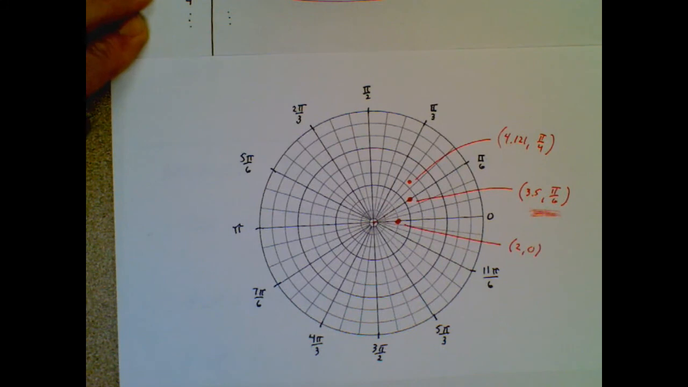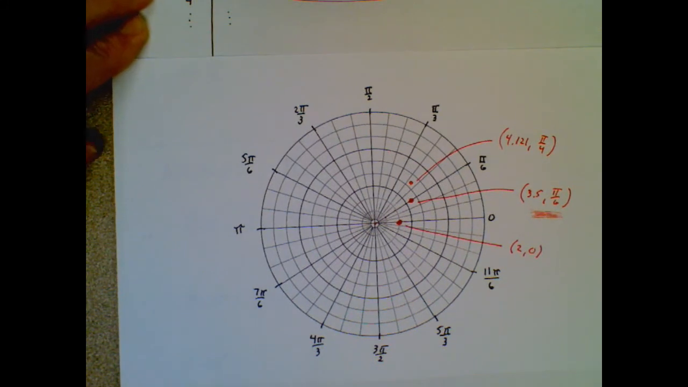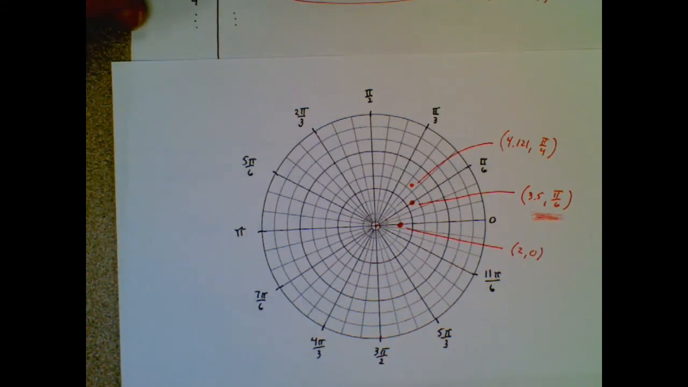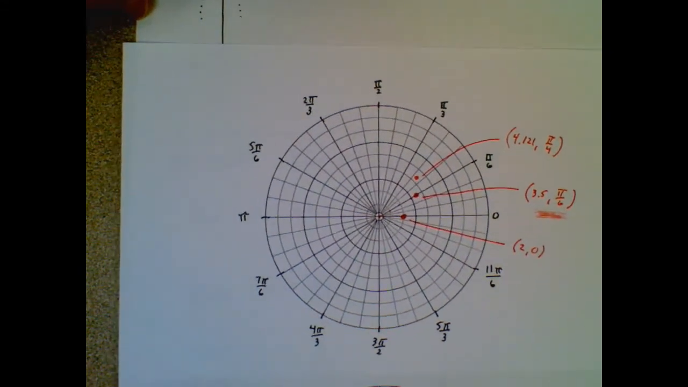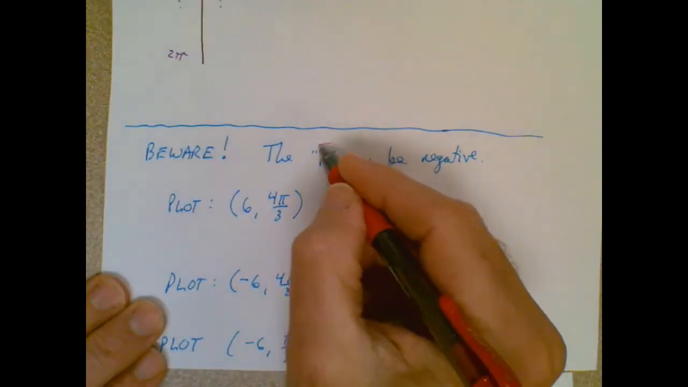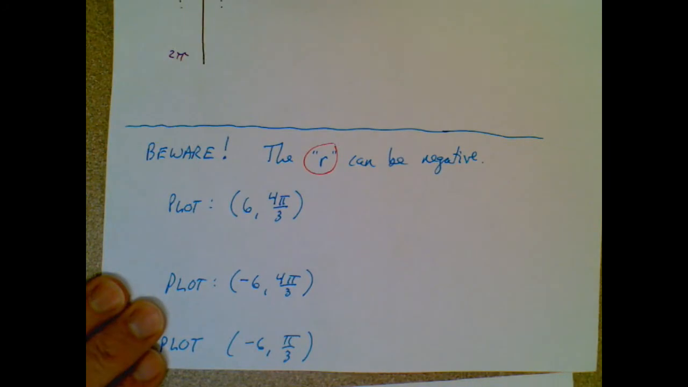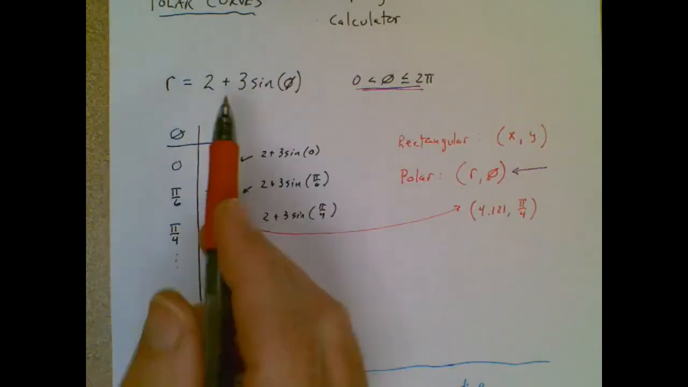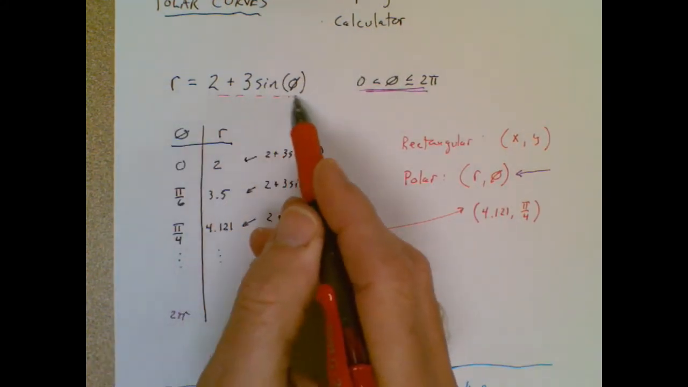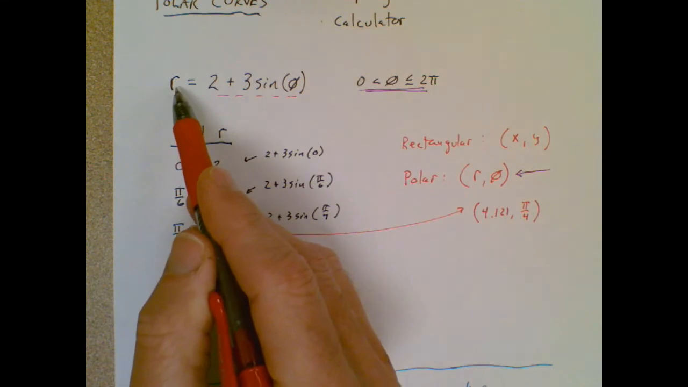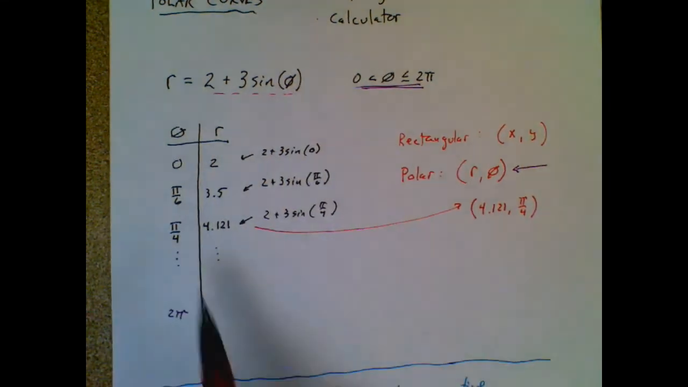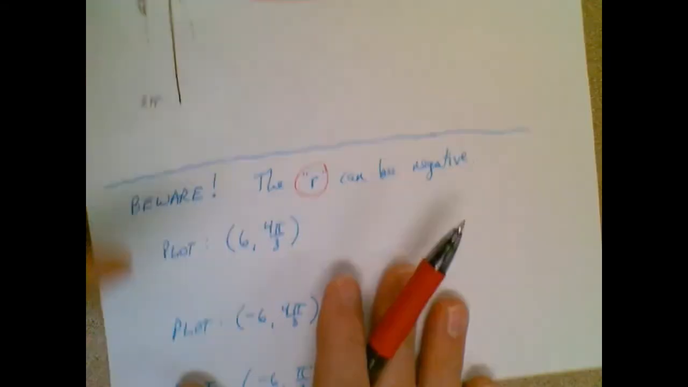Let me now give you one final warning. There's a very counterintuitive thing that can happen, and sometimes a problem isn't making sense to you, and it's probably because something like this has happened. The r can be negative. Okay, here's what I mean. As you go through these calculations, there's plenty of equations here that will sometimes give you positive and sometimes give you negative values for r, depending upon what theta is. So that means this.